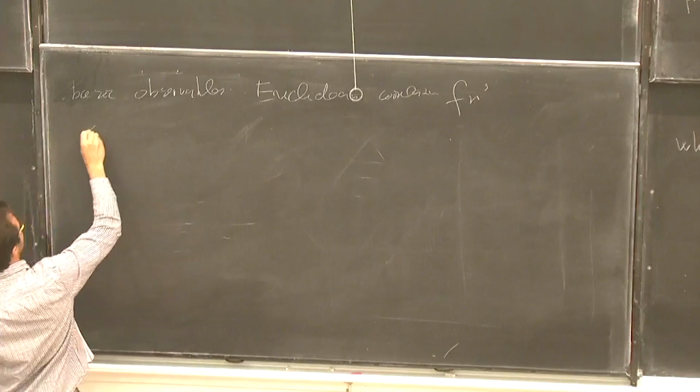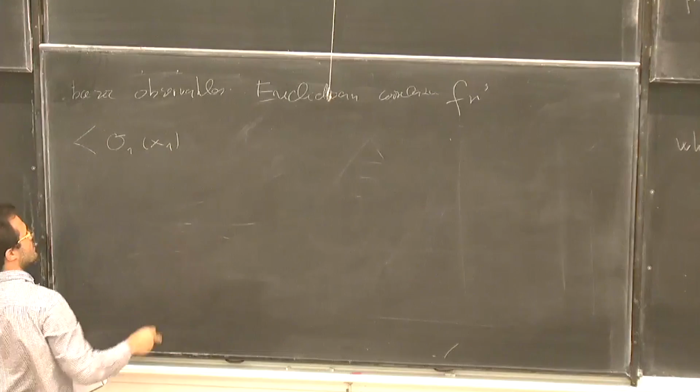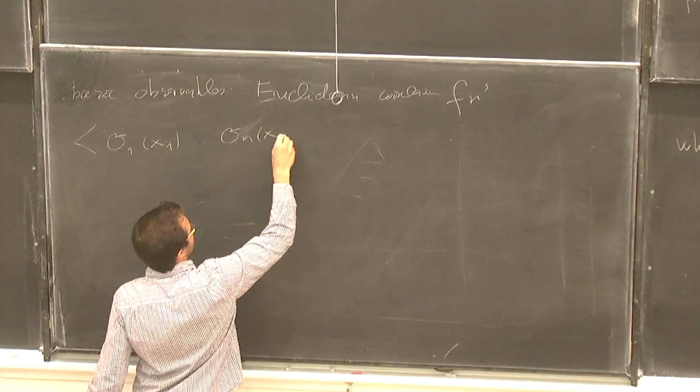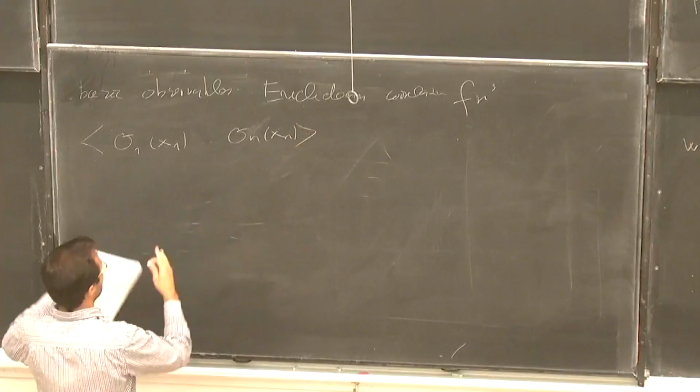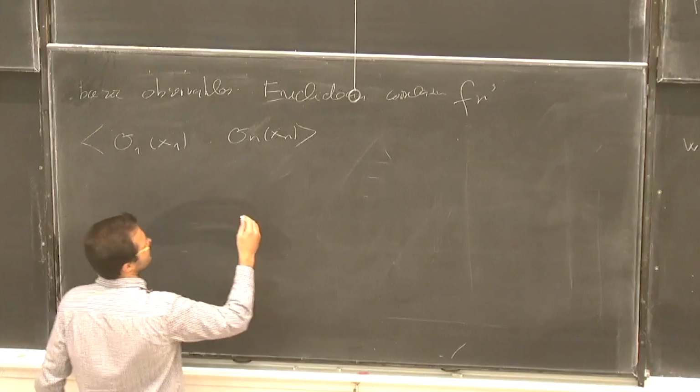These will be denoted like this. I take a bunch of local operators, typically primaries, at various positions in Minkowski space, and compute a correlation function. Now, what is this correlation function? Well, you can think of it in different ways.